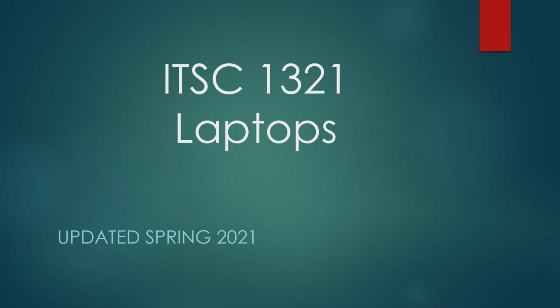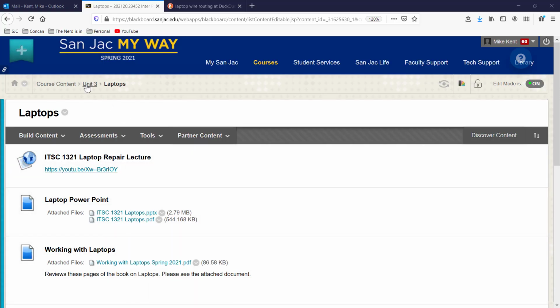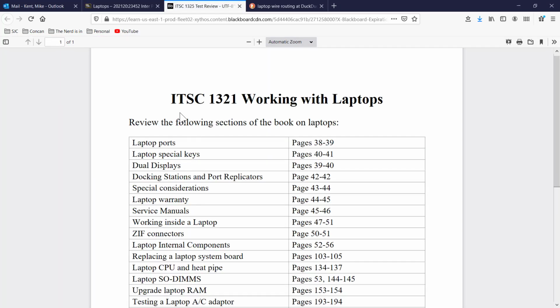As a matter of fact, I can show you that I've gathered up all those different page numbers and put them on a handout on Blackboard. In the Unit 3 laptop folder, I have a document called ITSC 1321 Working with Laptops, and I have listed all the different subjects of laptops and given the respective page numbers in the book that go with that throughout the various chapters. So please take a look at that and review all these different sections of the book on laptop subjects.